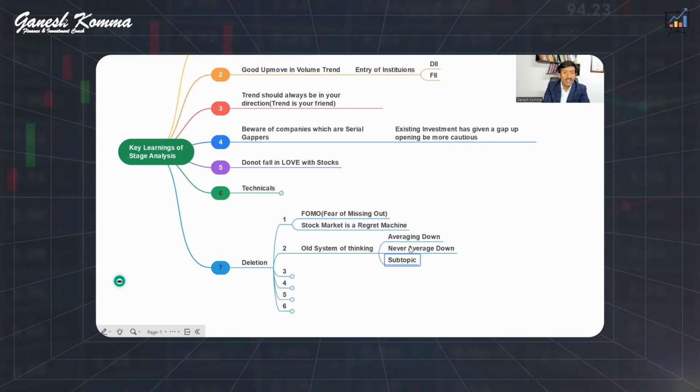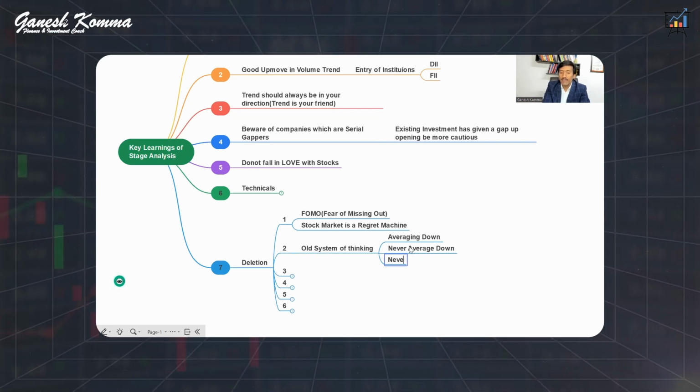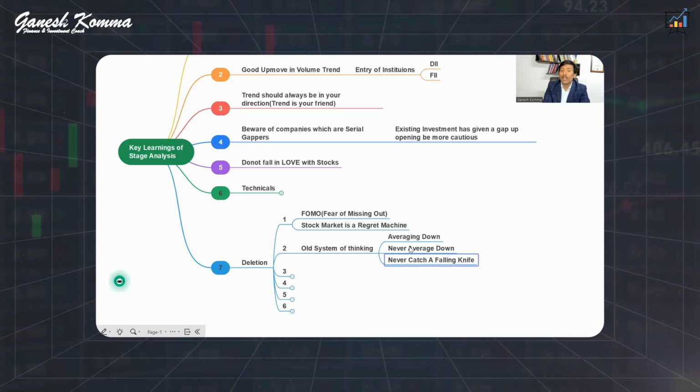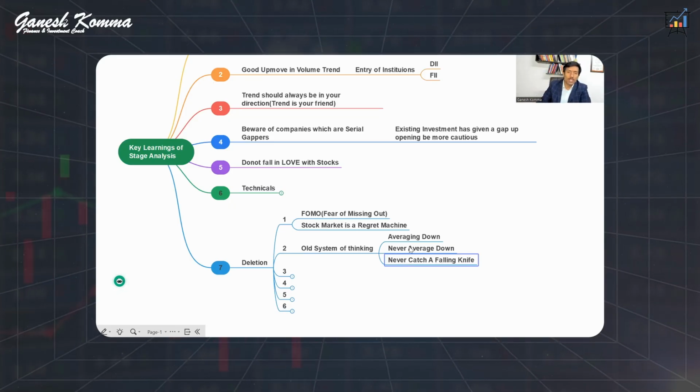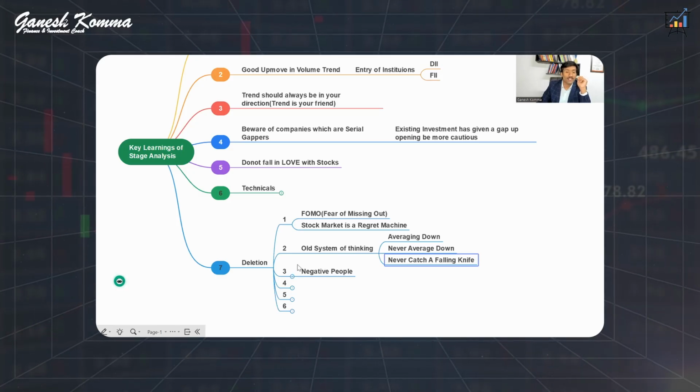Sir, what is the reason? I would not love to catch a falling knife, right? Never catch a falling knife. If you catch a falling knife, you will bleed. Similarly, if you catch a falling stock, your portfolio will bleed, right? So accordingly, you have to take a decision, right?